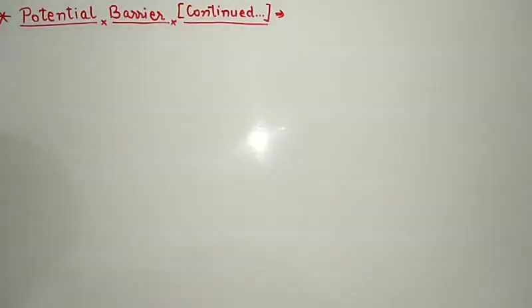Hello. In the previous video we dealt with the potential barrier. This is one of the important applications of the Schrodinger wave equation, a one-dimensional problem. We have illustrated what a potential barrier is and what we have to do. Now we have to solve some equations which we have not solved in the previous video. In this video we will solve those equations and fulfill our aim.